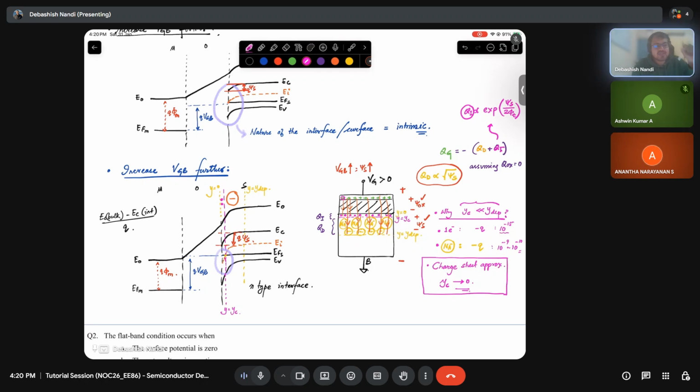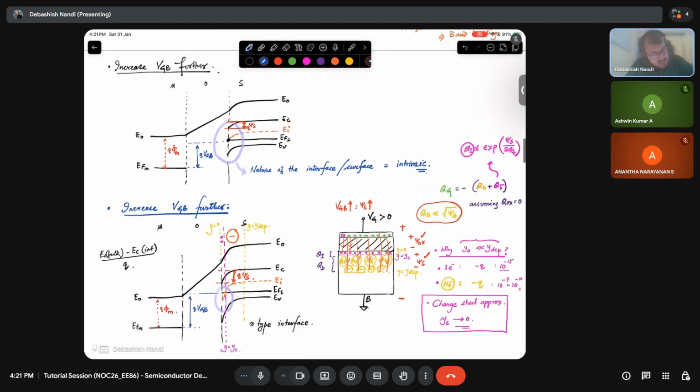Yes, sir. That means if I change my gate voltage beyond this point, where my EI and EF are touching, my QI will increase exponentially, whereas my QD is increasing with square root nature. That means you will see something like this. Let's say this is your psi S and this is your charge. So you will see your QD is increasing like this, and your QI will increase something like this.